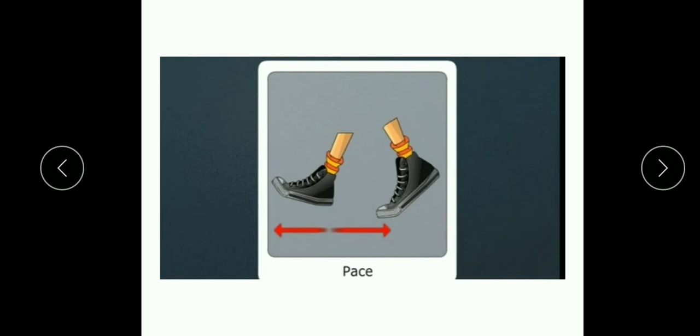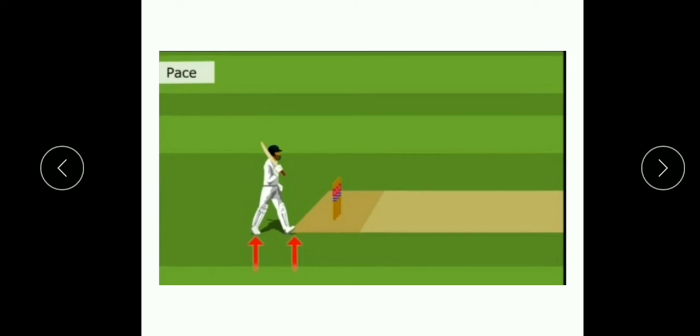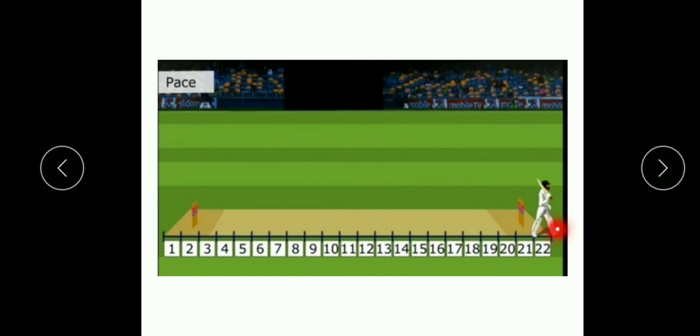Children, next is pace. Now what is pace? It is the distance between 2 successive foot steps. Right? And 1 pace is equal to 2 steps. Let's take an example. See children, this is your cricket pitch and this length is about, let's count, 22 paces. So the length of this cricket pitch is about 22 paces.